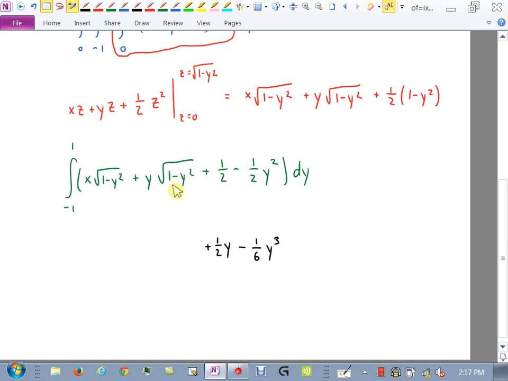Just a basic u substitution. U is going to be 1 minus y squared. Derivative of that is -2y. So I'm off 3/2. So what is that? 2/3. Yeah, but didn't we have to scale by half? So 4/3. Hold on. 4/3. 1 minus y squared to the 3/2.